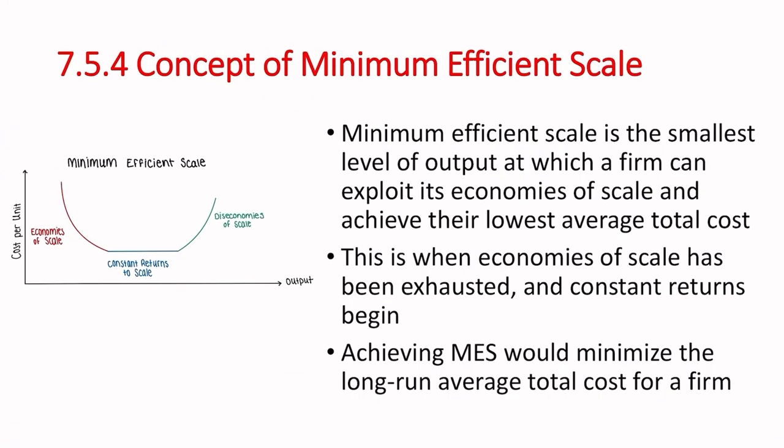Let's take a look at the concept of minimum efficient scale. The minimum efficient scale is the smallest level of output at which a firm can exploit its economies of scale and achieve their lowest average total cost. This is when economies of scale have been exhausted and constant returns begin. Achieving minimum efficient scale would minimize the long-run average total cost for a firm.